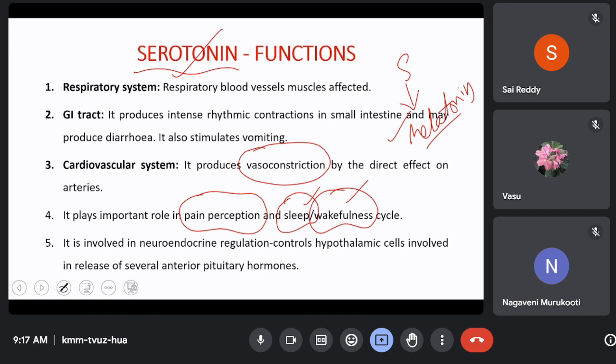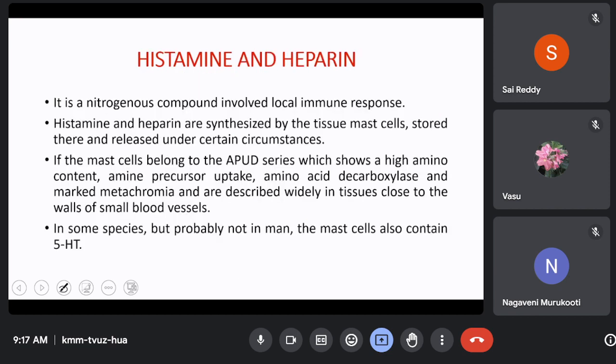And the last one is not that much required. The next one is histamine and heparin. Heparin, we know, is an anticoagulant present in the blood vessels. And coming to these compounds, histamine is a nitrogenous compound involved in local immune response. Both of these are synthesized by mast cells of the tissues. They are stored there and they are released under certain circumstances.